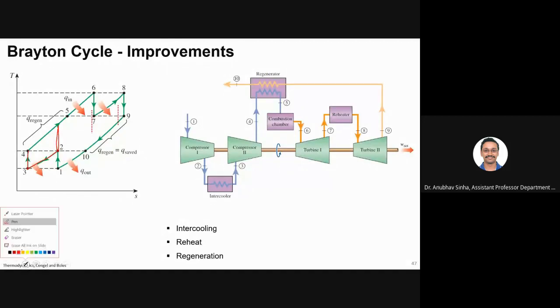Instead of going in this direction, like this, which is how the normal Brayton cycle looks, what I did was some intercooling. I cooled it down and then I compressed it again. So do you see any advantage of that? This area is increased, right? We have more area inside the cycle, which gives you more work done. Is it clear?